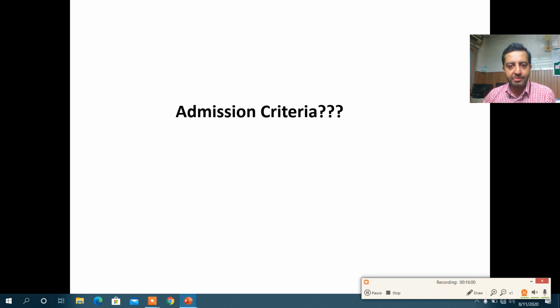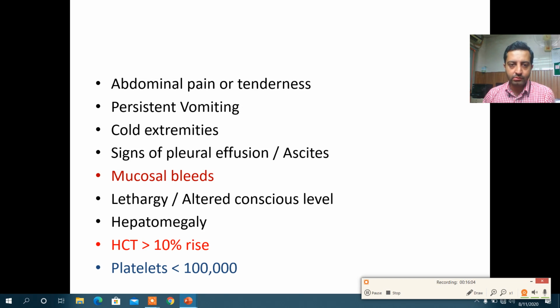Now, what should be the admission criteria in dengue leaky fever? A patient who has abdominal pain, tenderness, persistent vomiting, cold peripheries, signs of pleural effusion, ascites, bleeding, altered consciousness, or hepatomegaly. Hepatomegaly is a very consistent feature of dengue leaky fever. So a patient with hepatomegaly should be admitted, suspected, and investigated for the dengue critical phase. A rise in hematocrit of 10% from the baseline should raise the suspicion of the dengue critical phase, as should a platelet level below 1 lakh. If a patient has one or more of these features, he or she should be suspected, admitted, and further managed according to the situation.